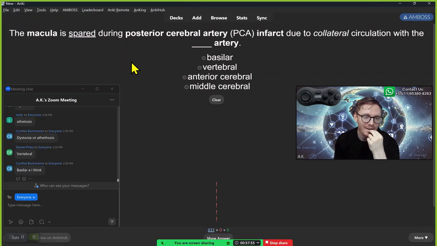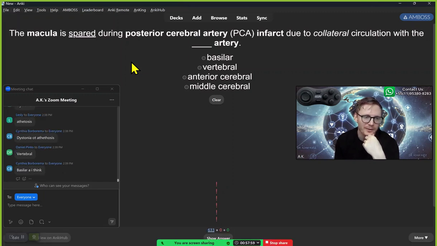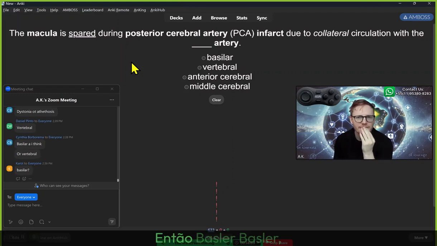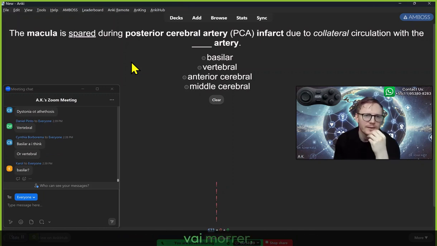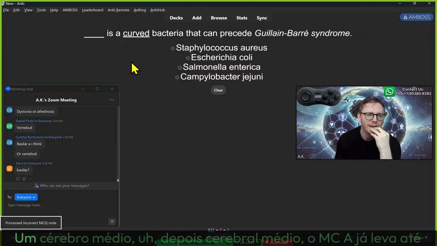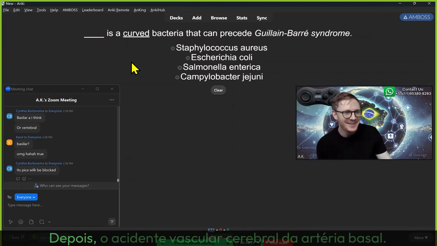And your Montreal will be below 24, I believe. Basilar, I think. All right. Basilar. So if you have an infarct of the basilar, you're gonna die. You will not be alive very long. Middle cerebral. So the middle cerebral artery, the MCA leads up to, yeah. So the basilar artery stroke.